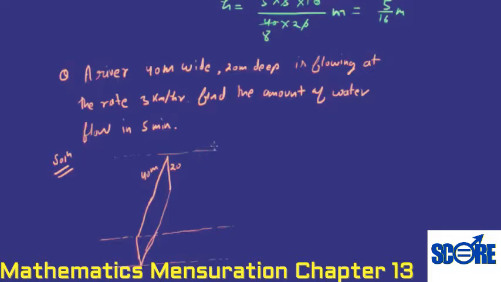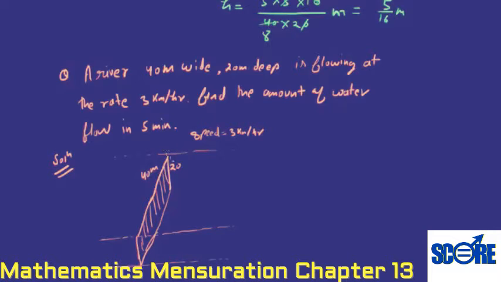Now the river is flowing at the rate of 3 kilometer per hour. That is the speed given to us. Now we have to find how much water flows within 5 minutes. As the river is flowing at 3 kilometer per hour, we find the distance covered by this cross section in 5 minutes. We know that distance equals speed into time. Speed is 3 kilometer per hour, and the time is 5 minutes.